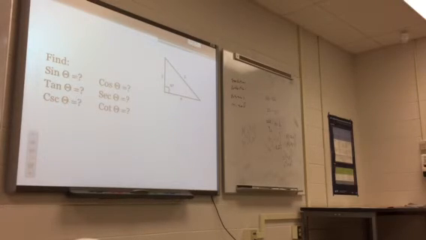So this one is a really easy one. It's a 45, 45, 90. That means 2 of your sides are going to be equal. So it's really easy. Basically, your sine is going to equal your cosine. So if you guys can go through and just solve for your cosecant, secant, and cotangent, these should be really easy.